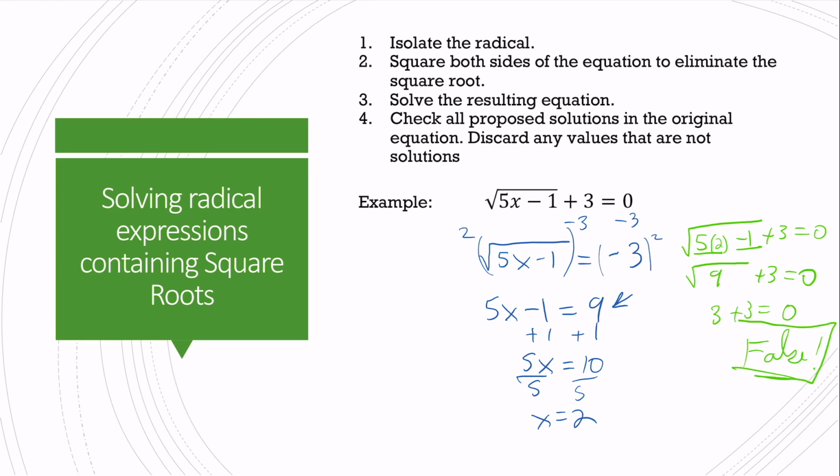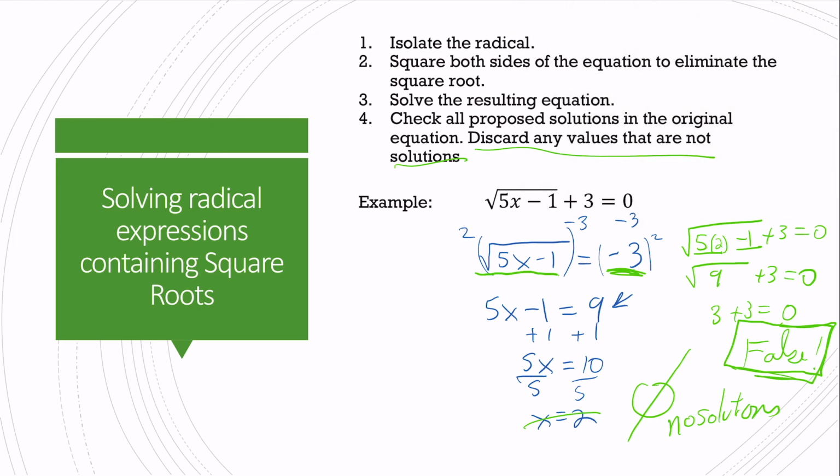And we might have actually been able to see it was false earlier when we had the square root of 5x minus 1 is negative 3. Square roots can never be negative. And that would be an example for us to see that this had no solutions. When you get a false statement, no solutions. This isn't a solution. We discard any values that aren't solutions. I only found one solution. When I plugged it in, I got a false statement. That's why there's no solutions.